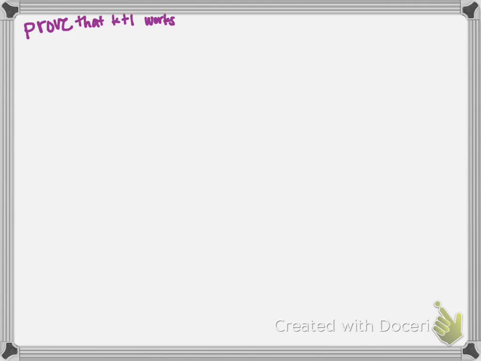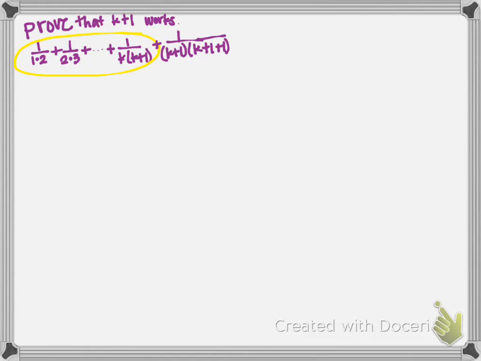So now what I'm trying to do is prove that k plus 1 works. So I'm going to write all this out. This is what we've already proved. We know what this is, right? This thing we already know. We knew it from before. We know that it's going to be k over k plus 1.